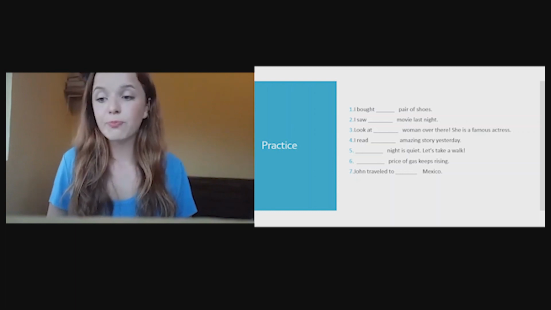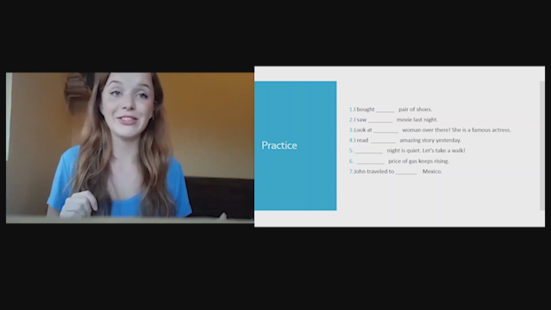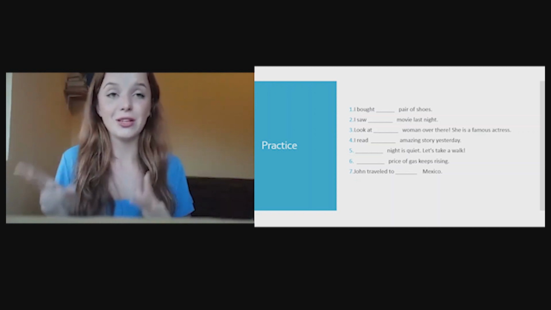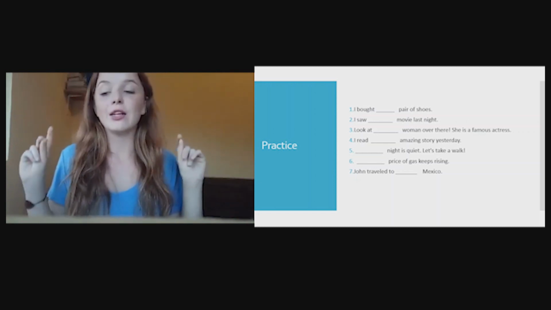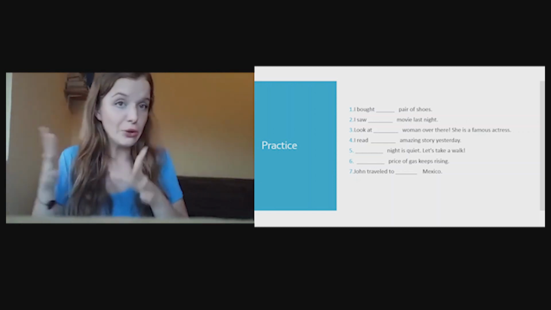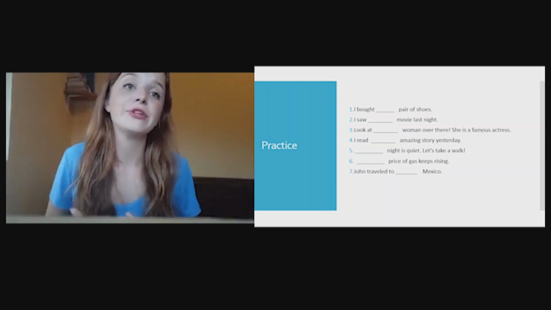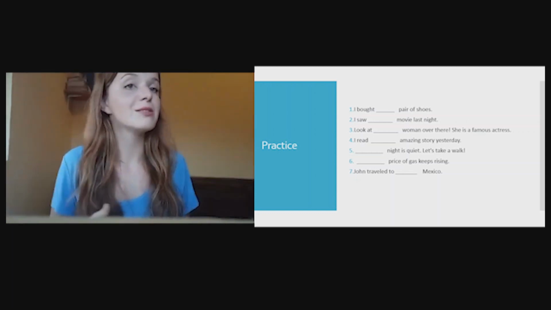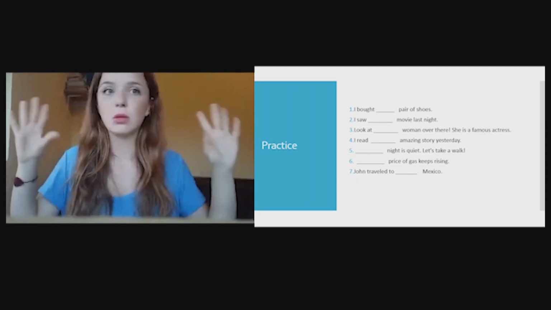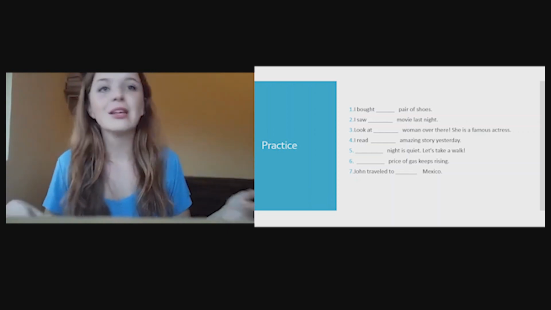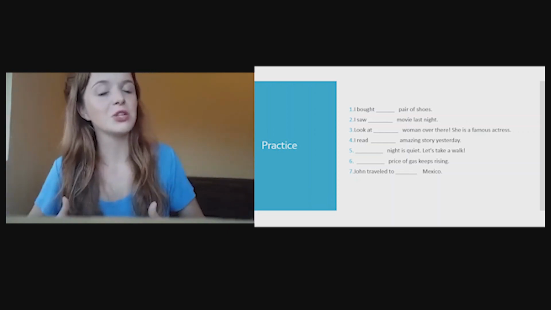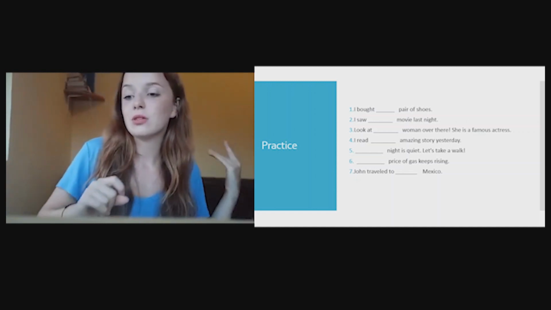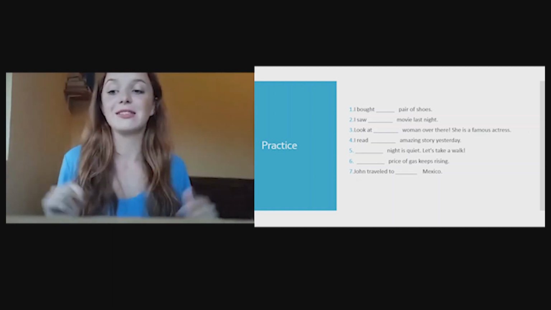I read blank amazing story yesterday. I read an amazing story yesterday. So not a, but an, because we have a vowel, and why do you use the indefinite article? Because it's again the first time you're bringing something up. Blank night is quiet, let's take a walk. So now in this moment, imagine it's night, you say to your friend, he will know that you're talking about this particular moment or this night. So you say the night is quiet. Price of gas keeps raising. So you say the price of gas keeps raising.